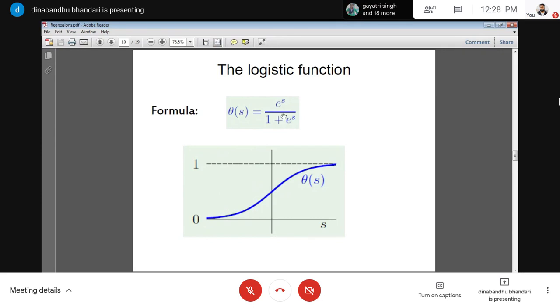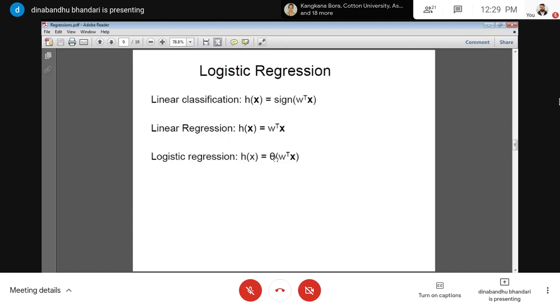And at infinity, this is e to the power infinity by 1 plus e to the power infinity, so infinity by infinity. Anyway, you can divide numerator and denominator by e to the power S first and take the limit, and it will be 1. So at minus infinity it is 0, at plus infinity it is 1, and in between it would be a value from 0 to 1. This function is very popular to all of us. This is the sigmoidal function, and this is the function we will be using.